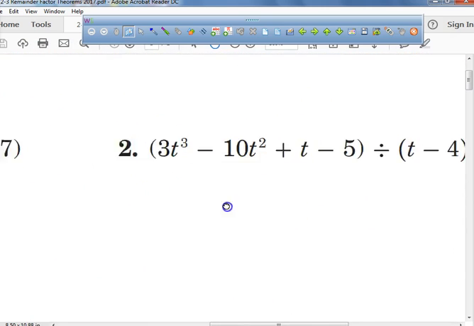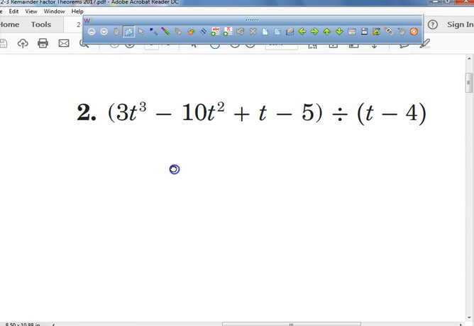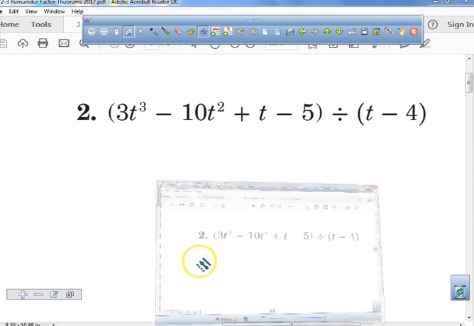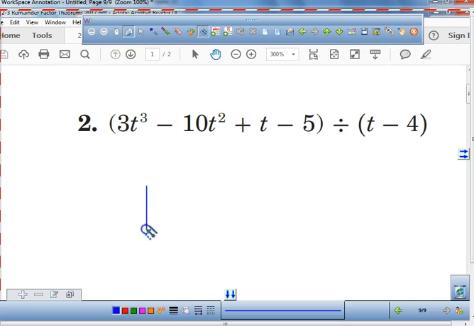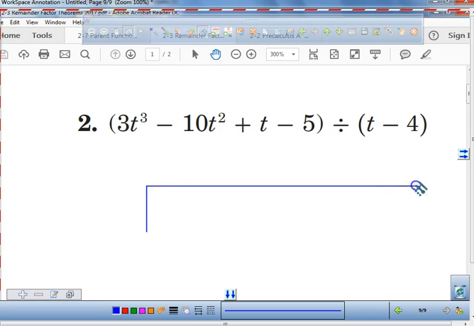Now, everybody, we're going to do number 2 as well. Number 2, we're going to do long division one more time just to go over the process. So go ahead and do number 2 in your journal.